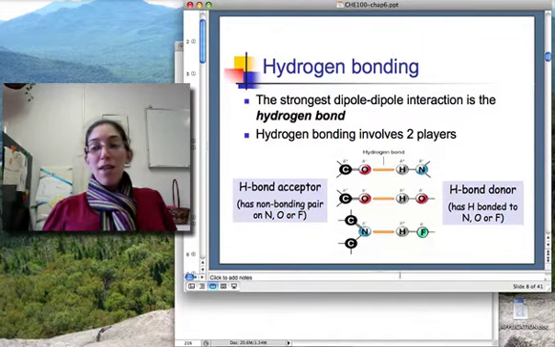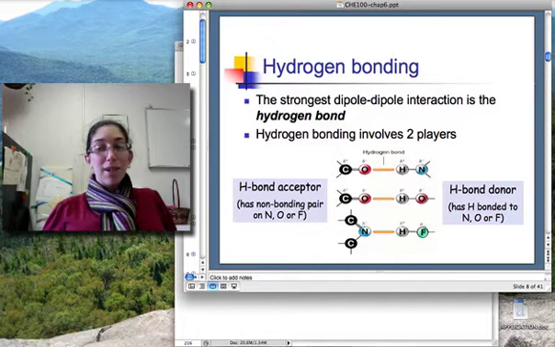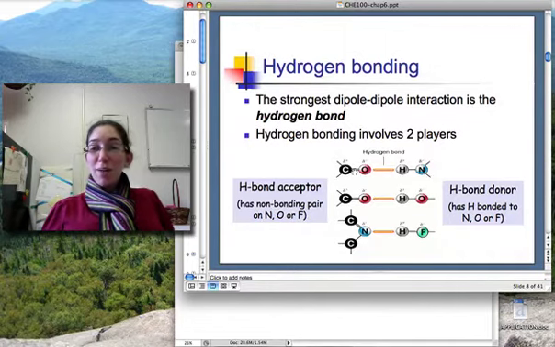Then that nitrogen, oxygen, and fluorine can each act as hydrogen bond acceptors. So these three molecules on the right here are hydrogen bond donors, and technically they can also be hydrogen bond acceptors. The donor is the hydrogen, the acceptor is the nitrogen, oxygen, or fluorine. The other thing is you can have molecules that don't have any hydrogens that participate in hydrogen bonding, but they can still be the acceptor of a hydrogen bond.